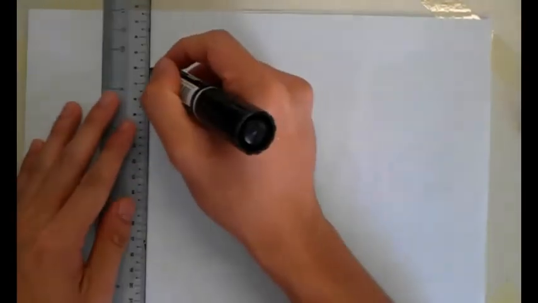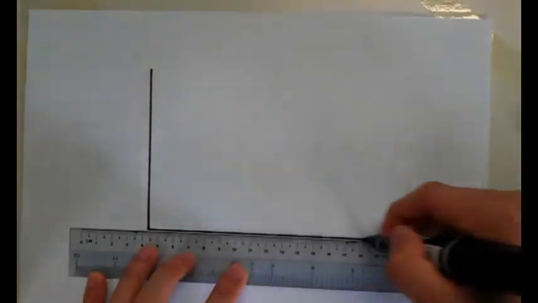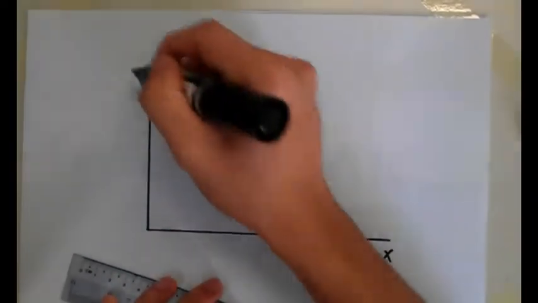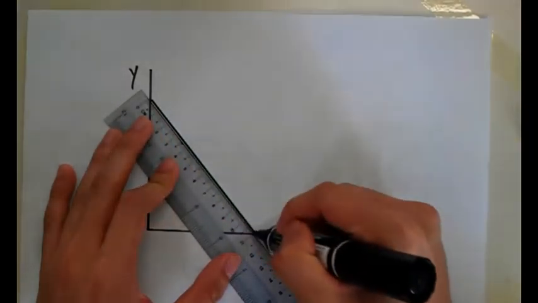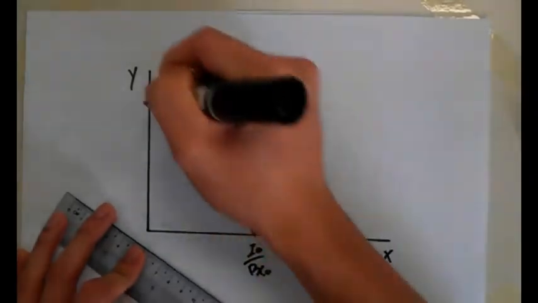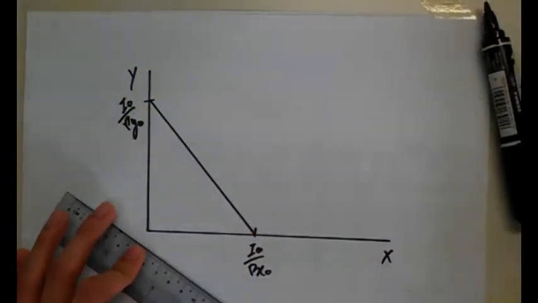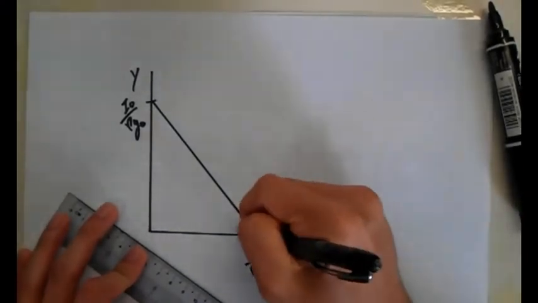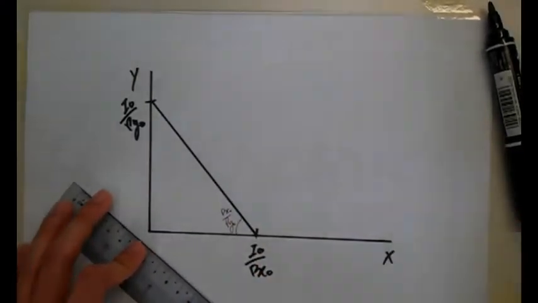Let's do what we have always been doing. Establish our initial equilibrium first. x, y. This is I naught over px naught. This is I naught over py naught. And the slope inside here is px naught over py naught.